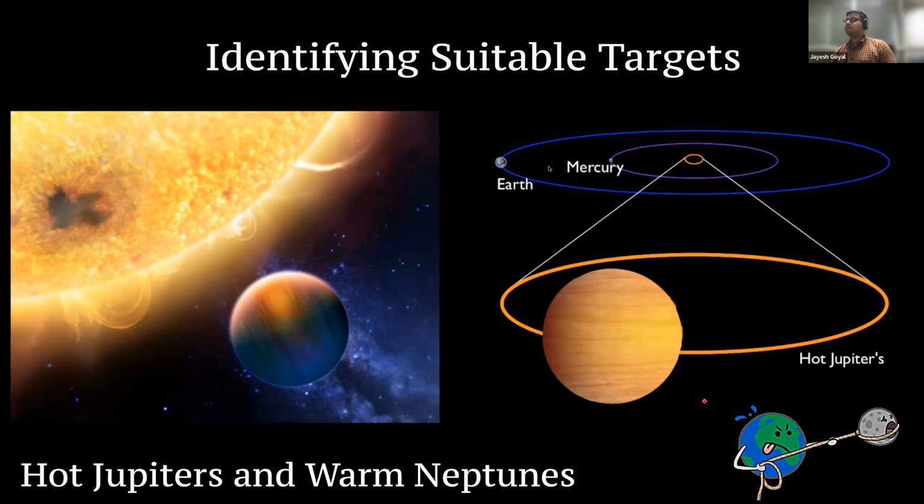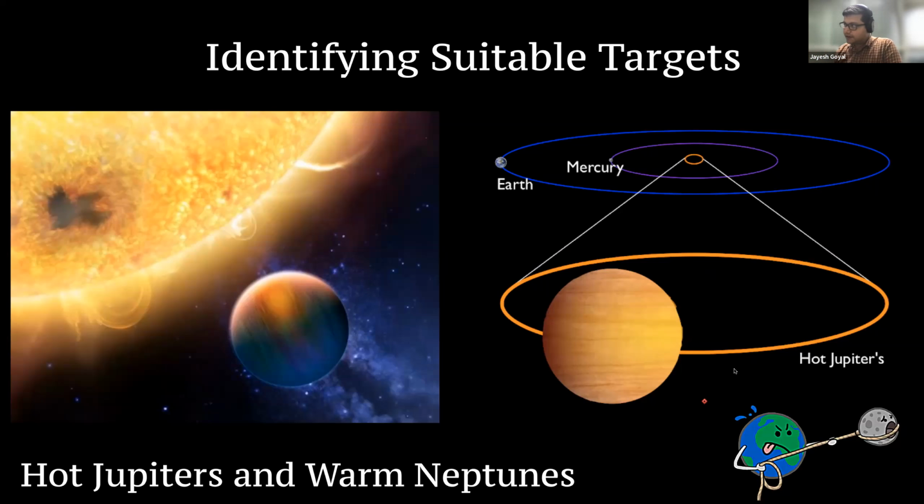Like this is our solar system, Mercury and Earth. So that hot Jupiter can have a 3 to 10-day orbit. So it's very close to its host star. And it's called hot Jupiter because these planets are as big as Jupiter, but their temperature is very high. Our Jupiter is cooler, but their temperature is very high.